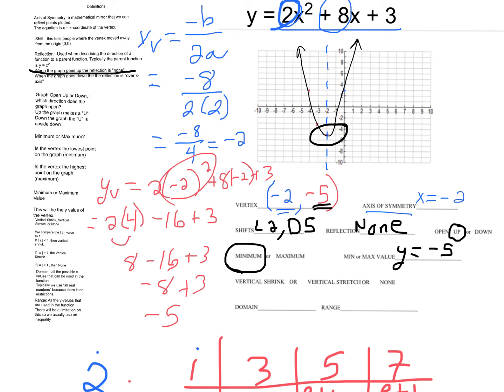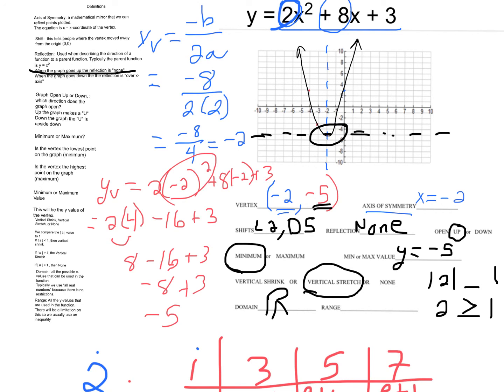Shrink, stretch, or neither. Okay, so we do the absolute value of the a, which is 2, and compare it to 1. Well, the absolute value of 2 is 2. Now, 2 is greater than 1, so this is a stretch. Now, my domain, are there any restrictions or stoppages on the x? The answer is no, so that is all real numbers. Now, the range, notice that my graph does not go below -5.